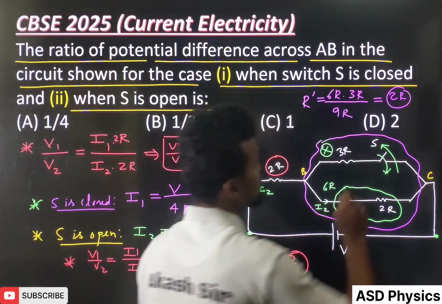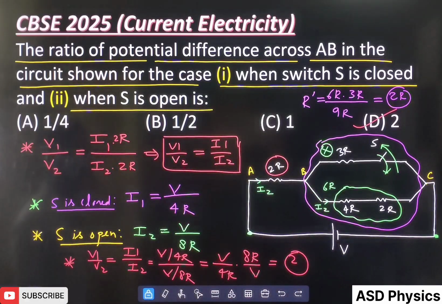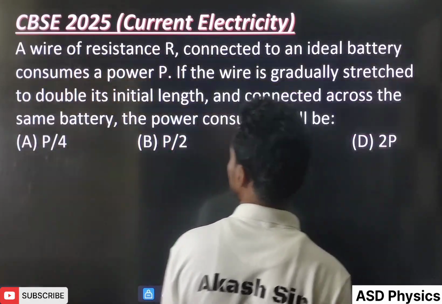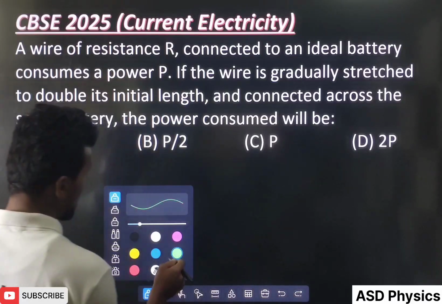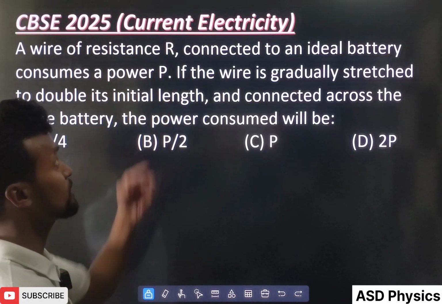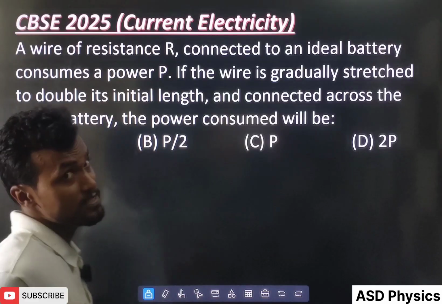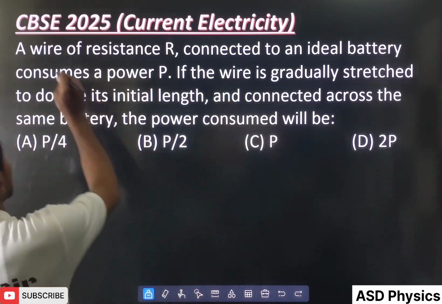So which option is correct here students? The correct option is option D. Current electricity. Next one, let's see. Again, one more question from current electricity. You can see multiple questions came from current electricity in set 1, set 2, set 3 and all that. So see this students.